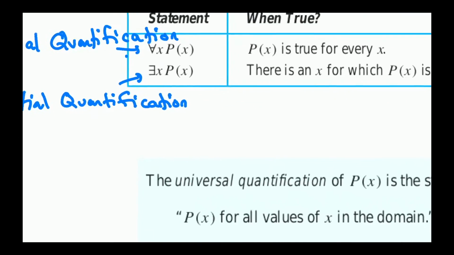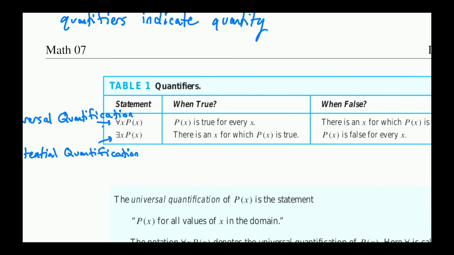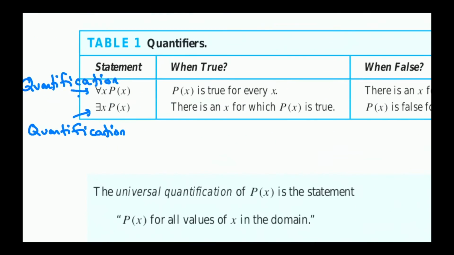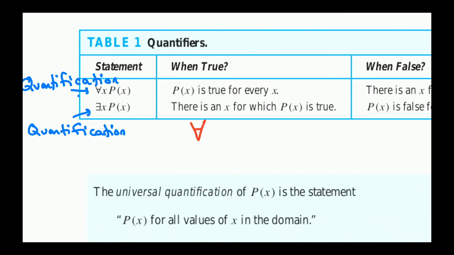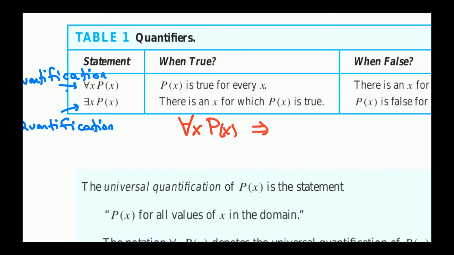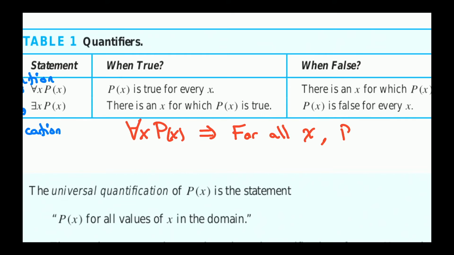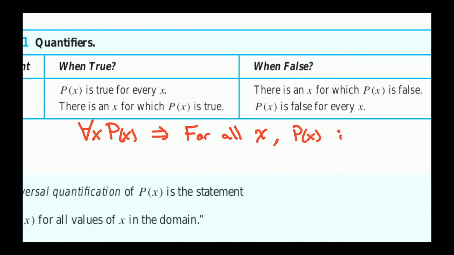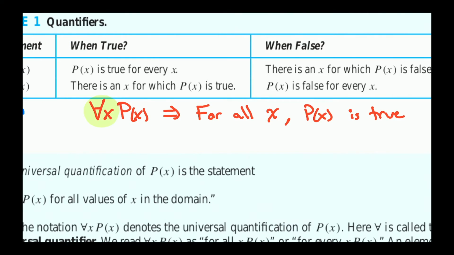Okay, and so here they are, and you need to be able to read them. And so the way you read these, which again is probably somewhere else on this page, but the way you read this symbol is you would say, I mean, it says when it's true right there, but the way you read it is for all x, p of x is true. Okay, so when you see this right here specifically, this is what you need to know: for all x.